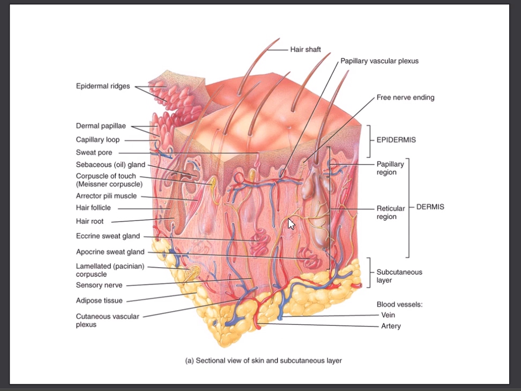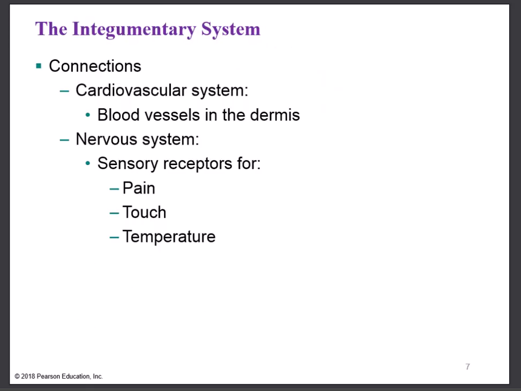The nerves in this book are yellowish. You can see here, this is all the nerve, they're more yellow. But here's a free nerve ending over here, and here's a receptor for light touch. So the two systems I'd like you to know that have important connections to the integument are the cardiovascular system and the nervous system. And we'll look at how they function with the integument as we go into subsequent lessons.